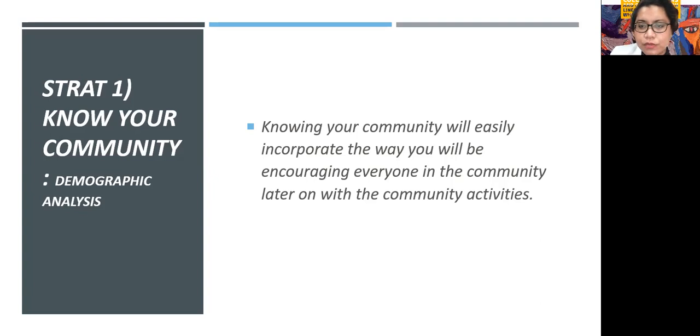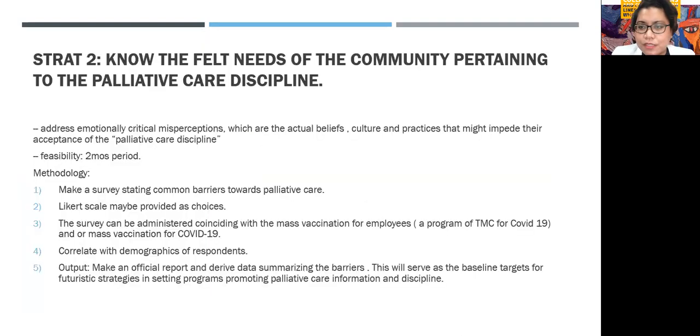Strategy one would be to know your community, or the demographic analysis. Knowing your community will easily incorporate the way you will be encouraging everyone in the community later on with the community activities. Strategy two would be to know the felt needs of the community pertaining to the palliative care discipline. This addresses emotionally critical misperceptions, as we have discussed from time to time, which are the actual beliefs, culture, and practices that might impede the acceptance of the palliative care discipline.